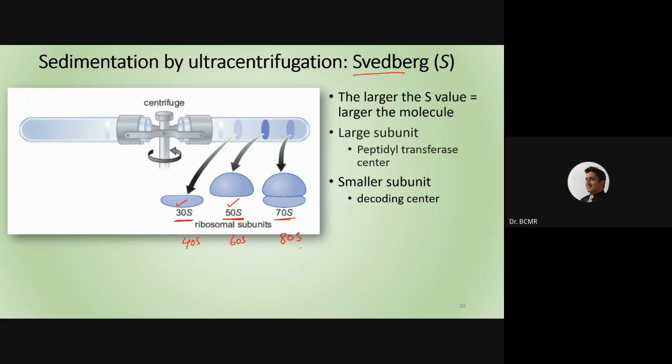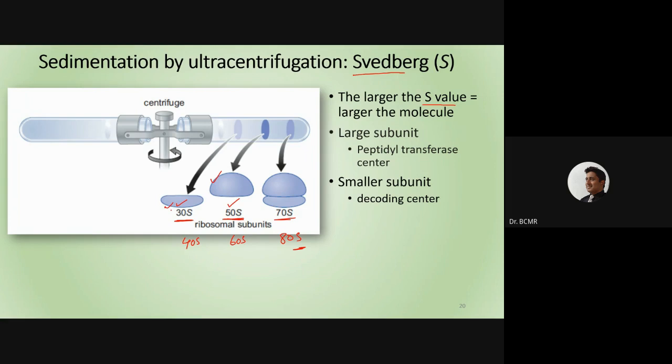So what is this S? That's called Svedberg units. It's a coefficient of the rate of sedimentation. So the larger the S value, the larger the molecule. Okay, so what is the biggest function of the large subunit and the biggest function of the small subunit?